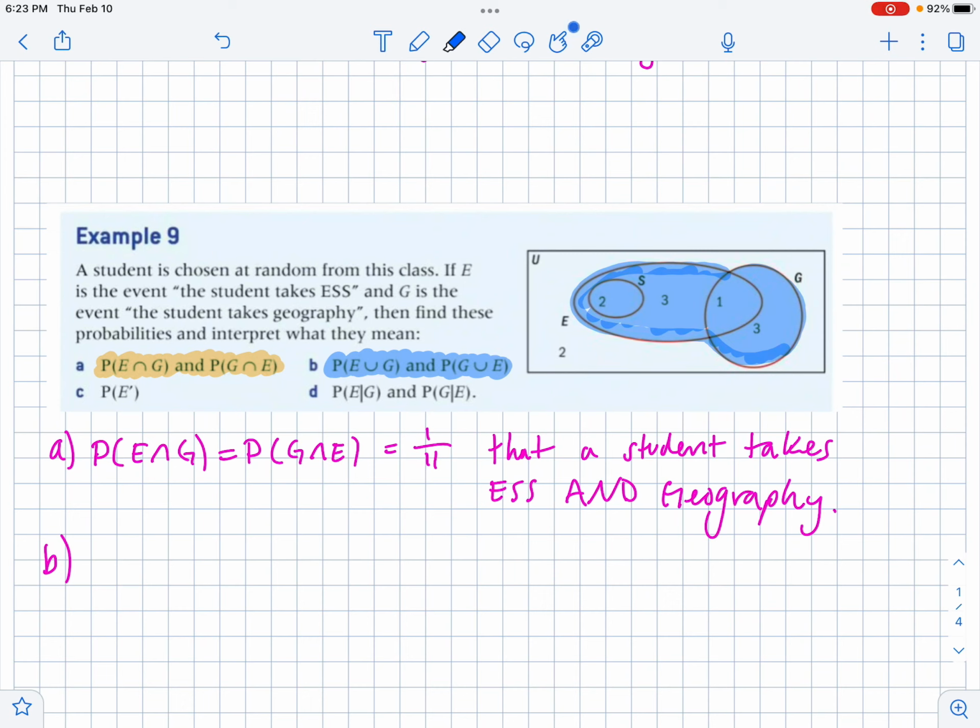So if you add all those numbers together, 2 plus 3 plus 1 plus 3. So first of all, E union G is the same thing as G union E. And this will be 2 plus 3 plus 1 plus 3. I'll fix that 3. All over 11, which is 9/11ths. Now this is the probability that a student takes ESS or geography.